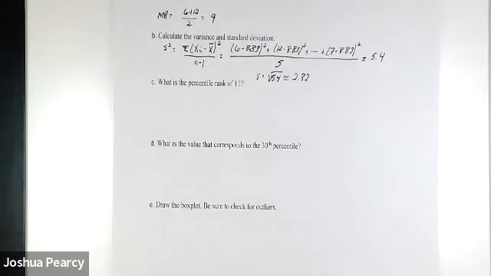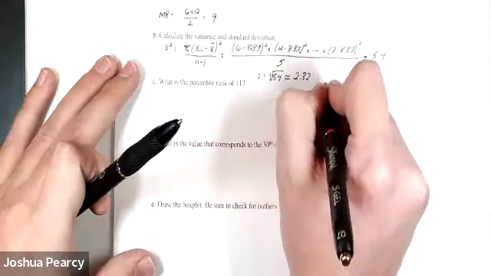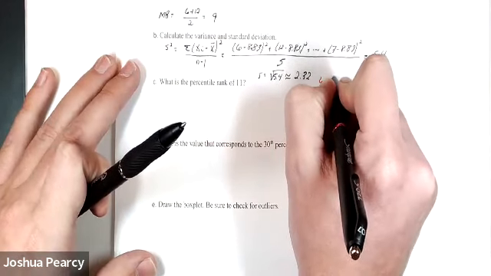So the next part, find the percentile rank of 11. Some of you gave me the wrong one here. The first thing you have to do is put them in order. So you have 6, 7, 8, 9.